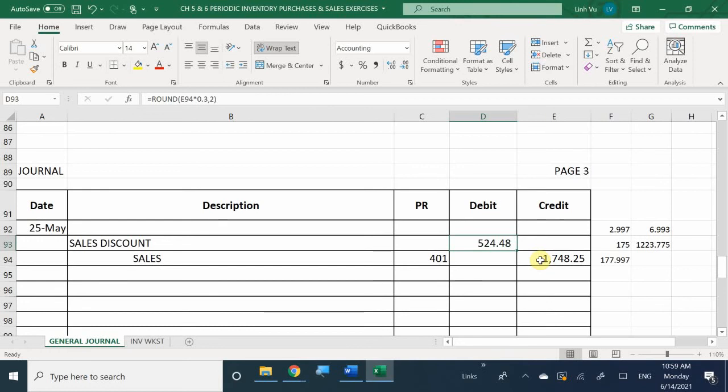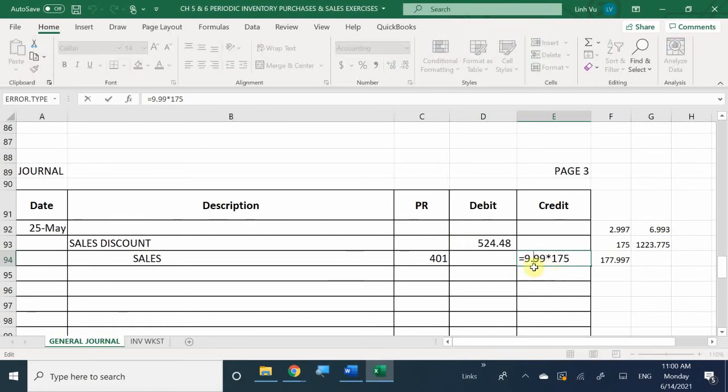Okay, the total before is the 1748.25. This is the full price of the sales. And so the discount that we're giving is the 524.48. Correct. So where do we put the original price of the mugs? At the top of that? It's right here in sales. This is the original price of the mugs. This is 175 times 9.99. The original price is right here.